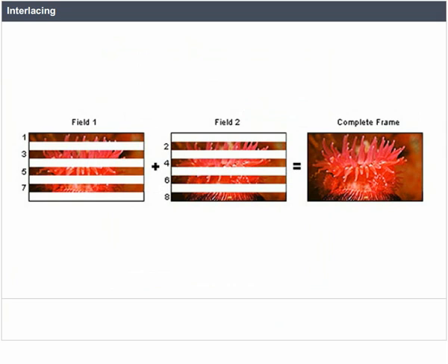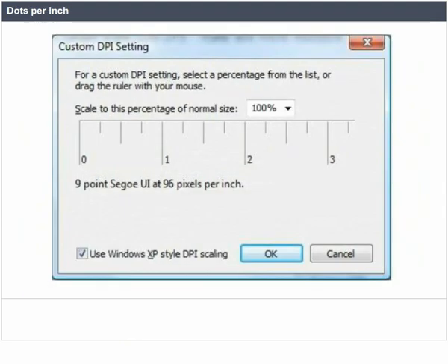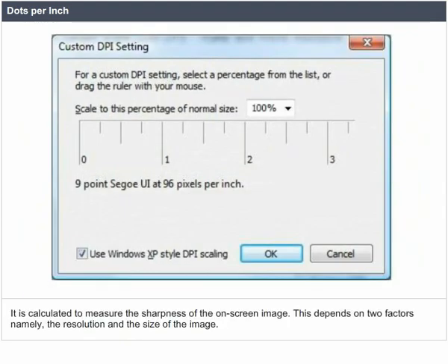Interlacing. It's the technique of scanning an image by alternate lines at each pass instead of scanning one line at a time. This keeps the bandwidth down. With the arrival of latest technology, most of the monitors are non-interlaced these days. Dots per inch. It is calculated to measure the sharpness of the on-screen image. This depends on 2 factors, namely the resolution and the size of the image.